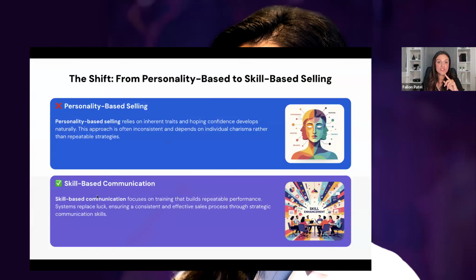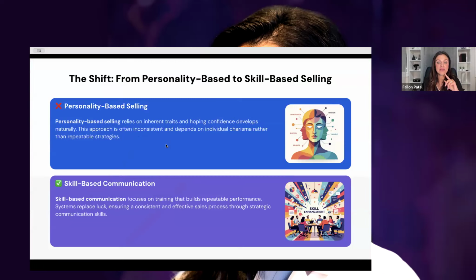And so here's the shift. The shift is really going from personality-based selling to skill-based selling. And what do we mean by that? When a person has personality-based selling, this person heavily relies on inherent traits and hoping, notice the word hoping, confidence develops naturally. This approach often is inconsistent and depends on the individual's charisma rather than repeatable strategies and frameworks that can be proven and repeated over the test of time.